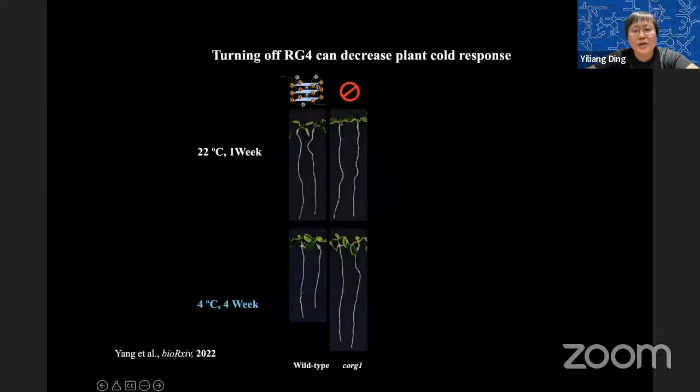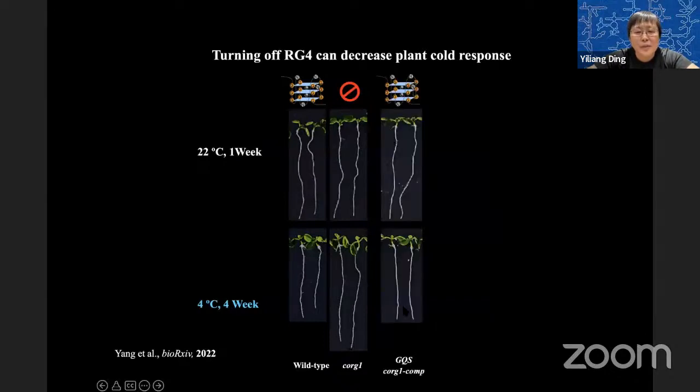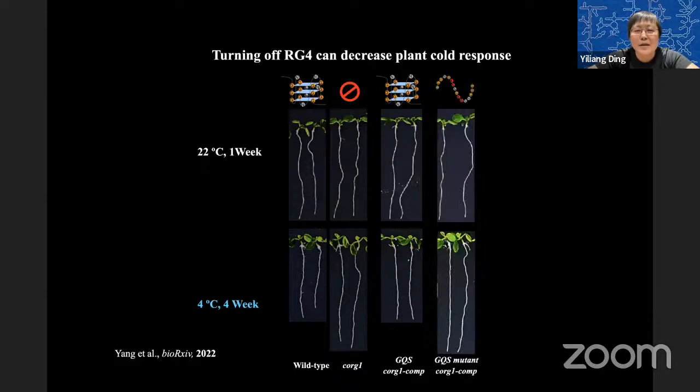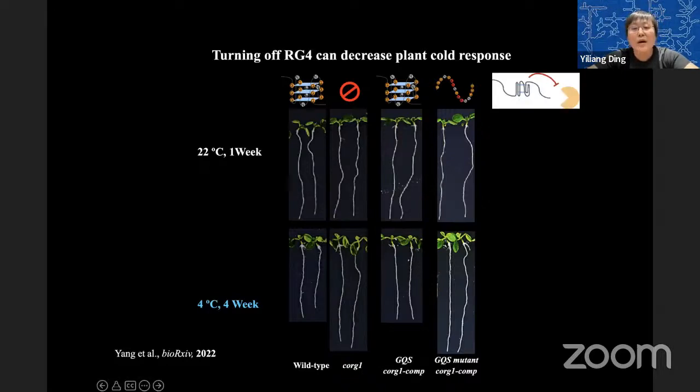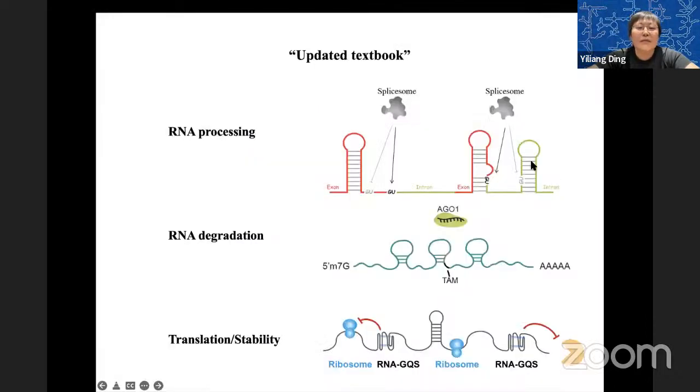The other example we found is a cold-induced G-quadruplex in a gene called COG1, in its UTR region. We know that in wild type, when you treat a plant with cold, the root will inhibit growing. In the COG1 knockout mutant, the whole plant is insensitive to cold treatment. When you complement with the G-quadruplex, you restore this cold-responsive growth. You can see the root getting shorter in the cold treatment. But when you complement with the G-quadruplex mutant, you lose this cold-responsive growth inhibition on primary root growth. Then we found that this G-quadruplex can enhance RNA stability. So this cold-induced G-quadruplex in the COG1 UTR region can affect plant cold-responsive growth through enhancement of RNA stability.